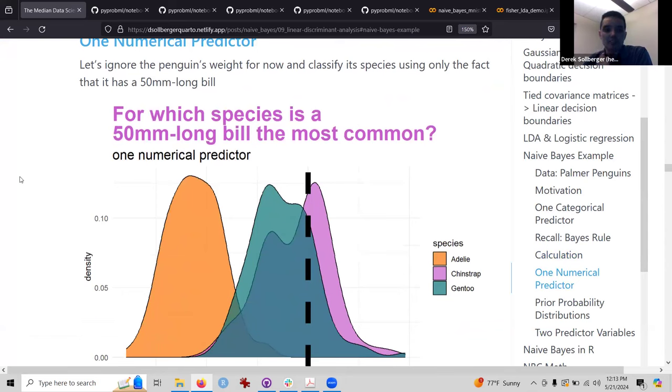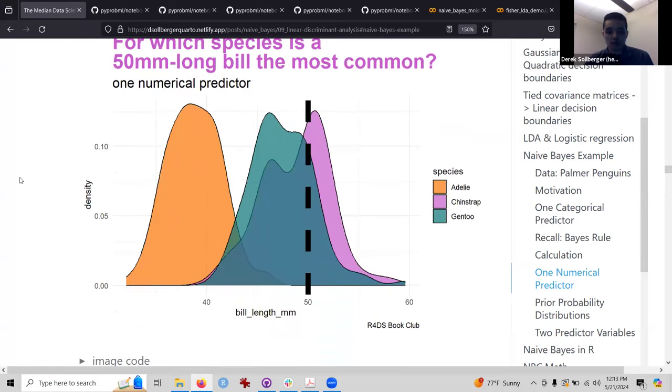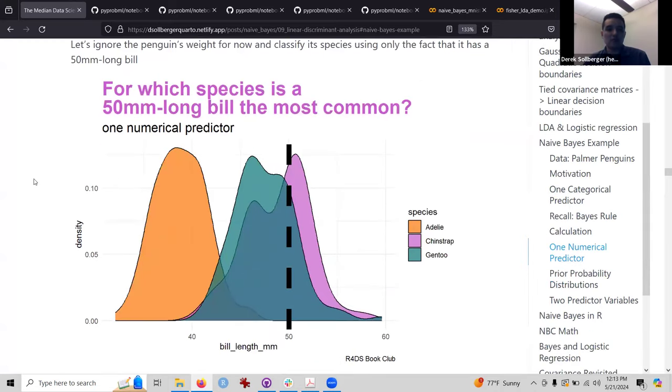Looking at a numerical predictor, a 15 millimeter long bill, I have the density plots of the three species in front of us. The vertical line corresponds to the 15 millimeter observation. And we are just asking ourselves, in this scenario, which one of the species is the most likely? So go ahead and visualize that for yourself.